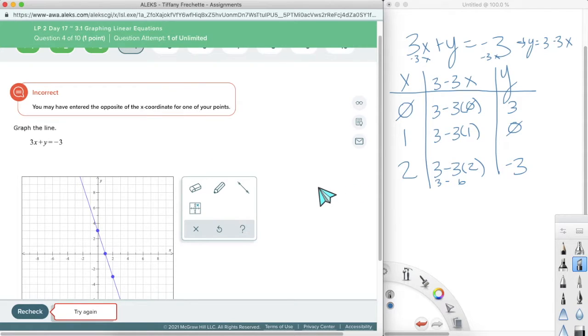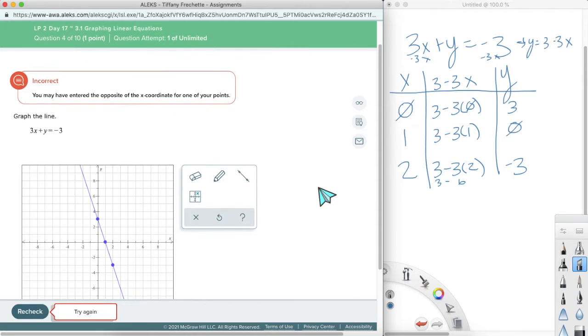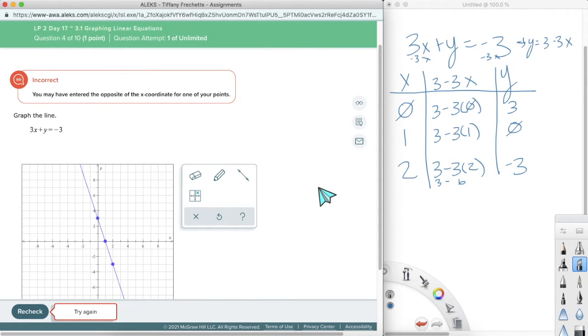Uh-oh, what did I do? Let's see, you have entered in opposite quadrants. You may have entered the opposite of the x coordinate for one of your points. 0, 3, 1 and 0, 2 and -3.